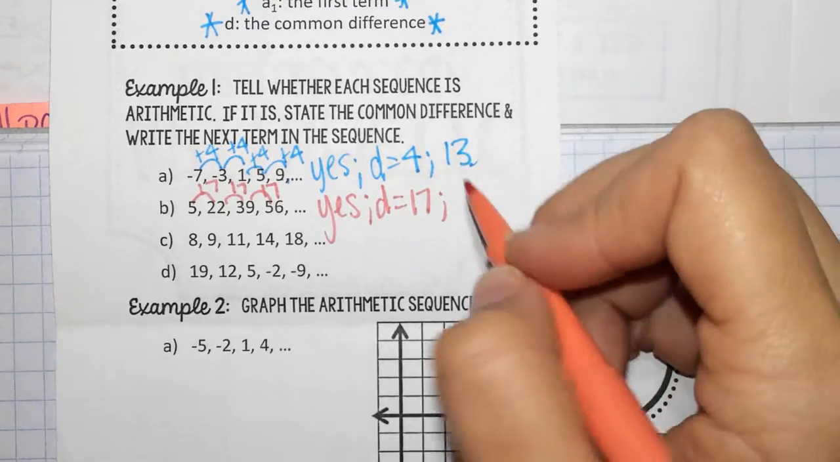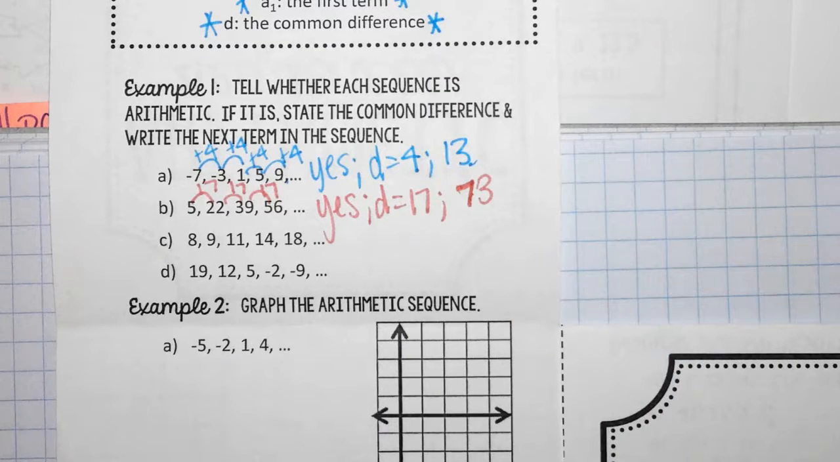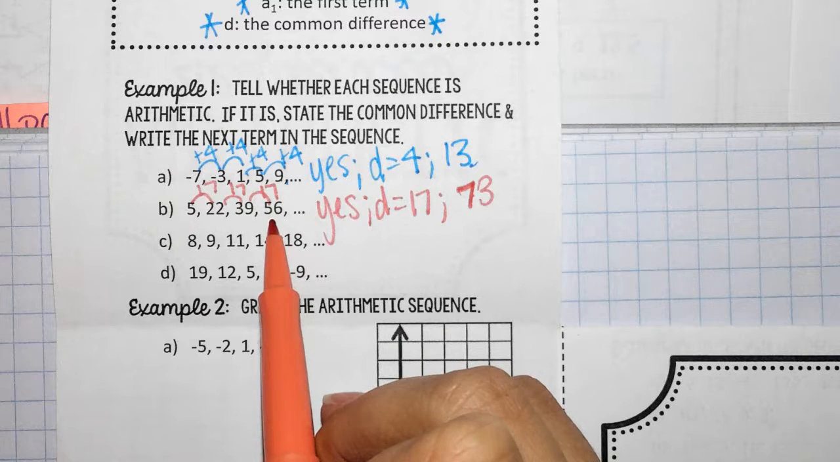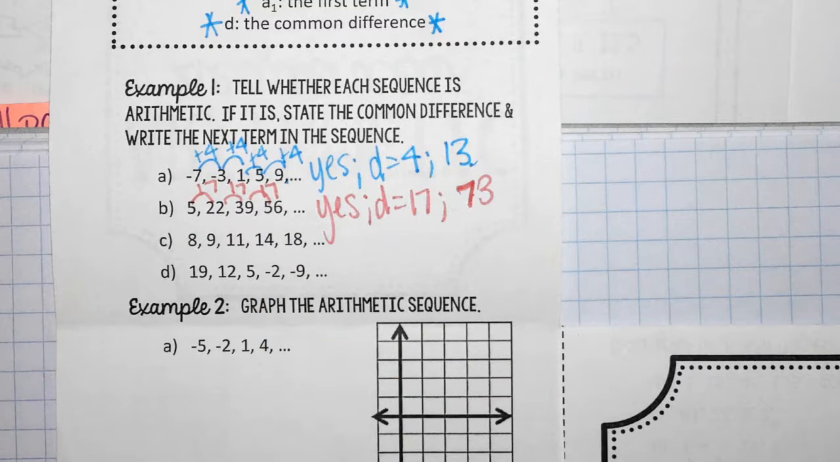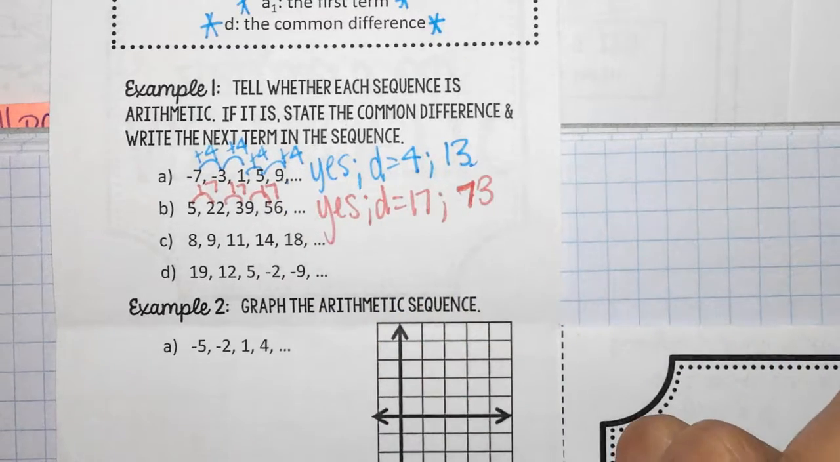Are you sure? Yes, it is. Wait, so what would you get right there? 17 plus 17 or something? How do you get 73? 56 plus 17. Do you see this number right here? All right. Yes, you take the last term in the sequence and you add 17 to it. Alright, so that's how you get the next term.